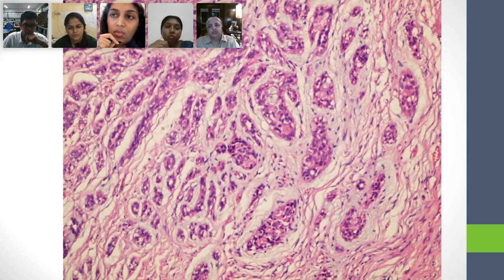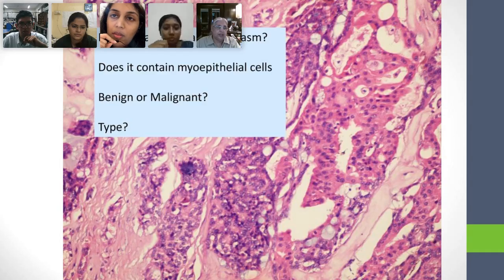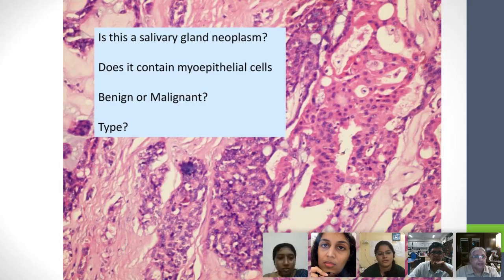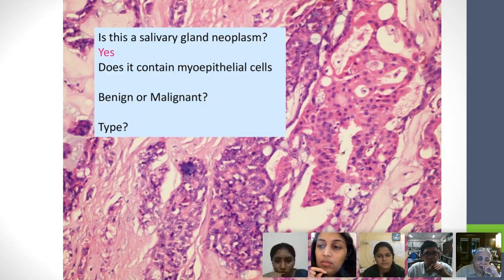So now Ashish and Neelam and Neha, do you want to say what this neoplasm is? Is this a salivary gland neoplasm? Yes, ma'am. Does it contain myoepithelial cells? Yes. Really? Where did you see the myoepithelial? No, I didn't see. Not sure. So Ashish didn't see. So he's right. There were no myoepithelial cells. Now the question is, is it benign or malignant?